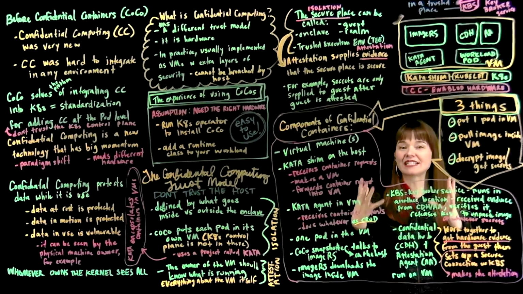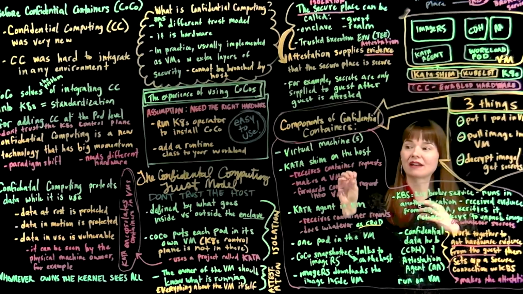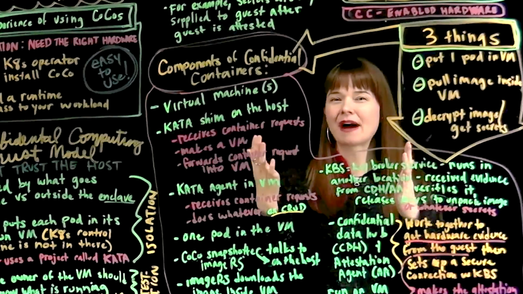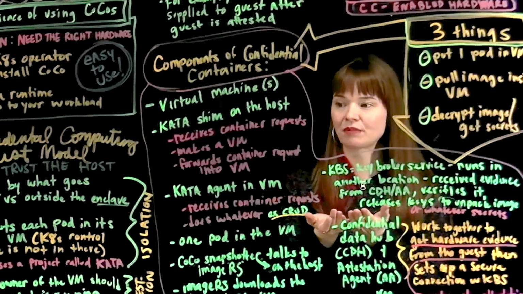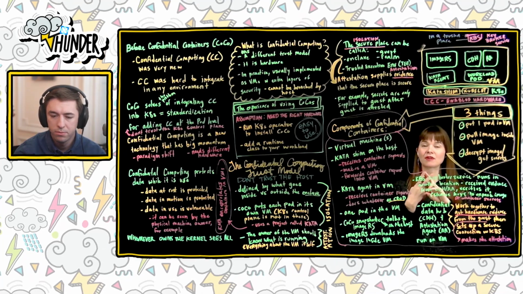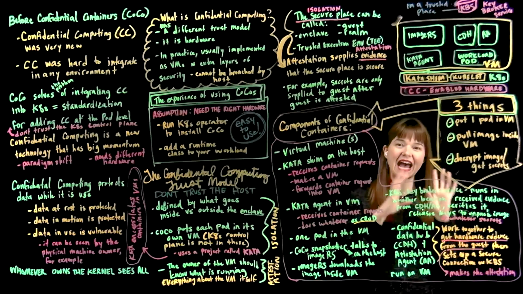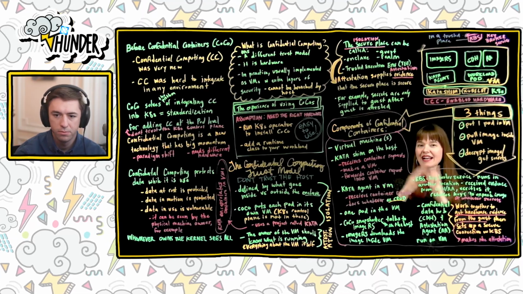With confidential containers specifically, we're adding that confidential computing at the pod level, but we're talking a lot about a VM in terms of the VM is the thing that's the trusted place. So there are two big parts of confidential computing or confidential containers. One is attestation and one is isolation. So will you go into that concept?